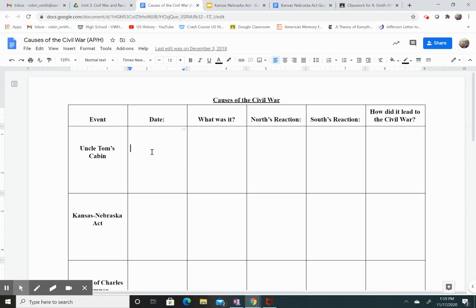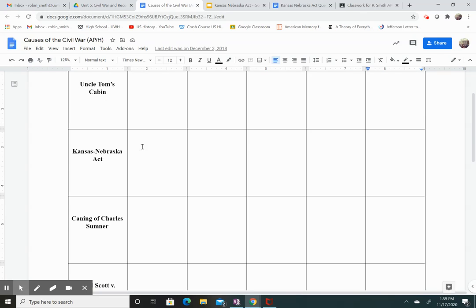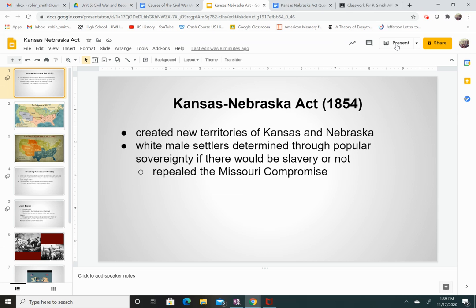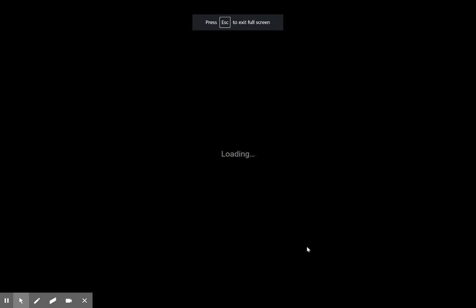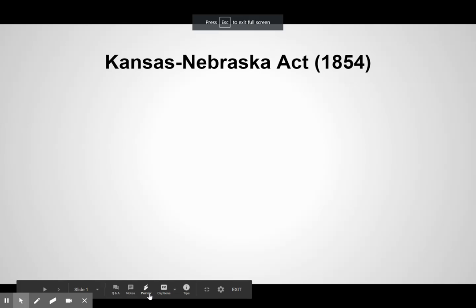So we've already talked about Uncle Tom's Cabin, you know that it was published in 1852. You would put what it is, how the North and the South responded, and then how it helped lead to the Civil War. So you guys are going to fill in Uncle Tom's Cabin on your own because we already covered that this week. And then today in this video, you'll find the information for the Kansas-Nebraska Act and for the caning of Charles Sumner.